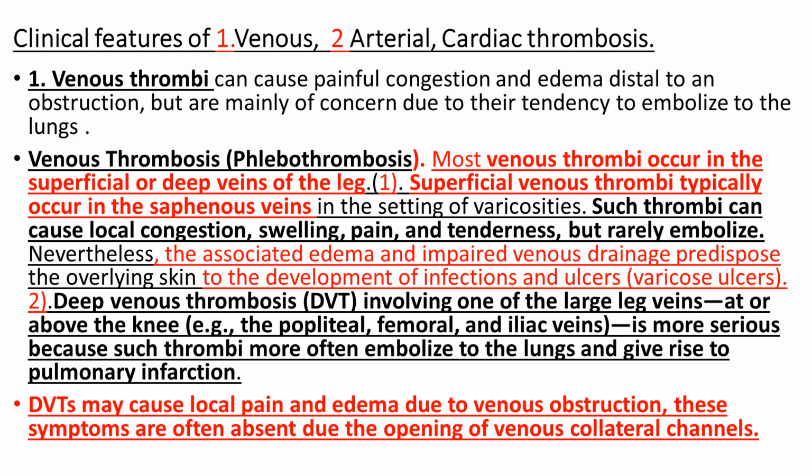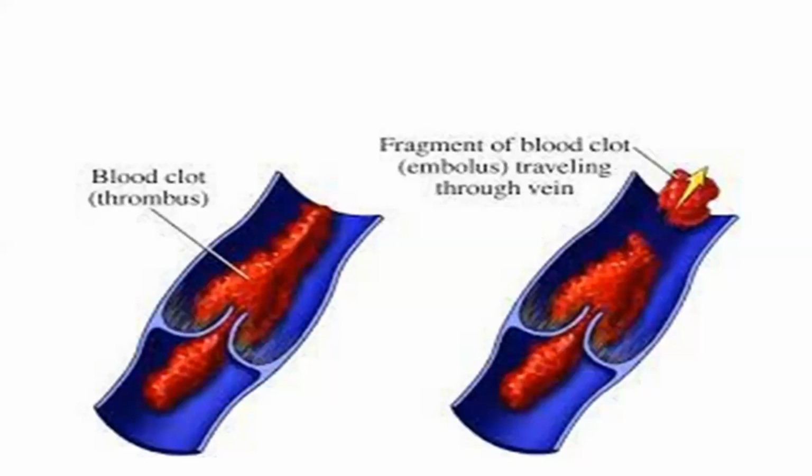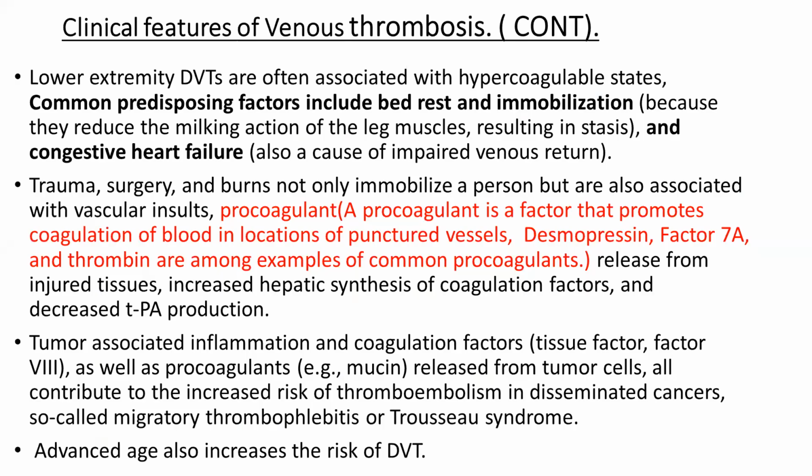DVT may cause local pain and edema due to the venous congestion. This is a diagram of the DVT showing different sites. Features of venous thrombosis continue. Lower extremity DVT is often associated with a hypercoagulable state. Common causing factors include bed rest and immobilization. Trauma, surgery, and burns not only immobilize the patient but are also associated with vascular insults.